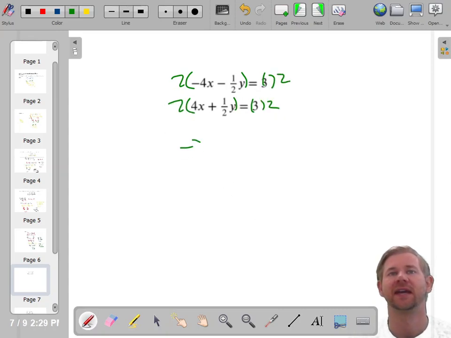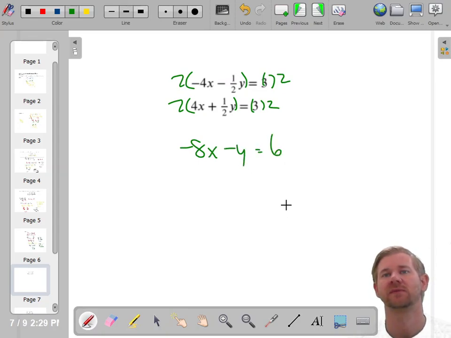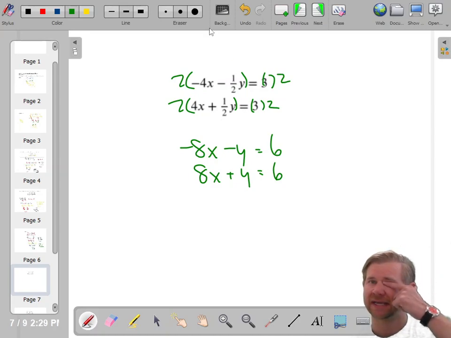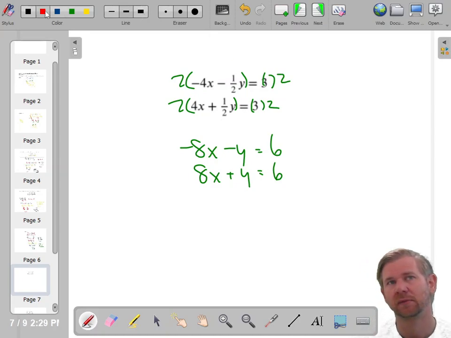Okay, so now I have negative 8x minus 2 times 1/2 is 1, and 2 times 3 is 6. 2 times 4 is 8x. 2 times 1/2 is 1, and that's also, oh, wait a minute. I got a bad feeling about this.